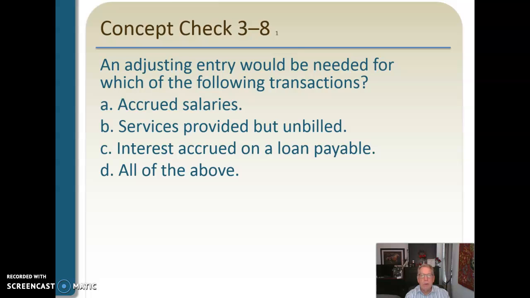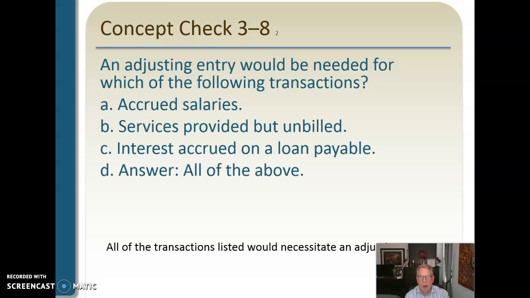An adjusting entry would be needed for which one of the following transactions? And if you said answer delta, all of the above, you'd be correct. Here we're accruing some salaries. We have some services provided but not yet billed. We have some interest accrued on a loan payable. All of those are adjusting entries.